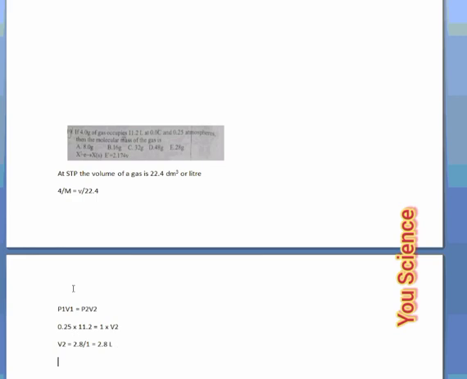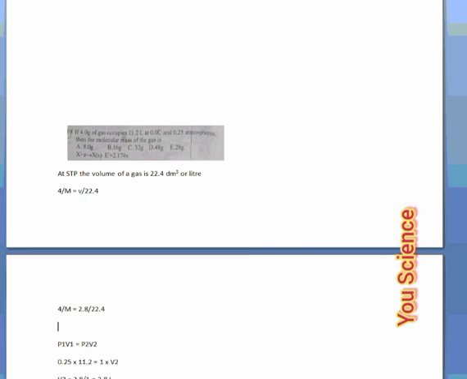Having gotten that, we can now go back to look for the mass. From here we can say that 4 divided by m is equal to the reacting volume, which is 2.8, divided by 22.4. I'll just divide that out. 2.8 divided by 22.4 is equal to 0.125.